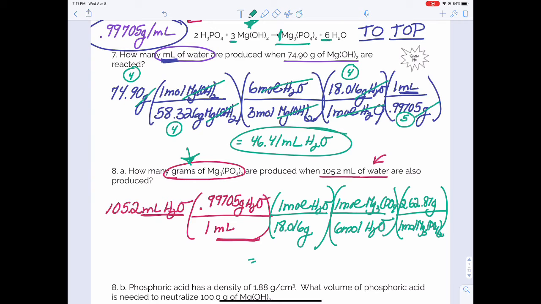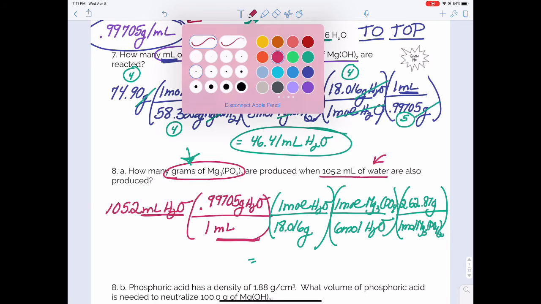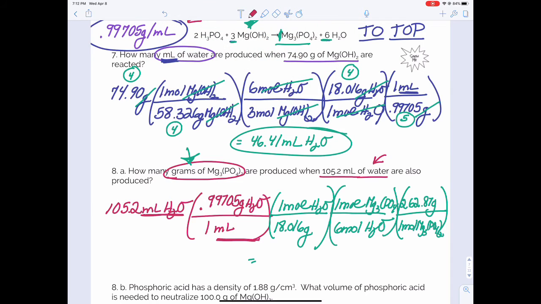Okay, so I plug all this into my calculator, going through each parenthesis, multiplying by the top, dividing by the bottom. Let's look at how our dimensional analysis cancels out. Milliliters of water cancels. Grams of water, moles of water, moles of water, moles of magnesium phosphate, moles of magnesium phosphate. So all I'm left with is grams. And my answer comes out to be 255.1 grams of magnesium phosphate.